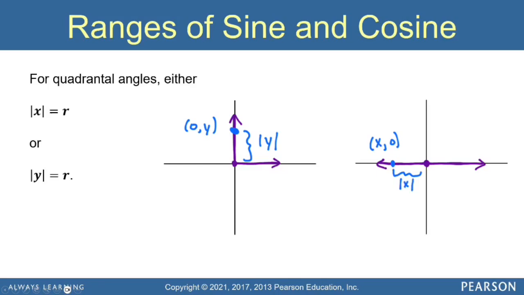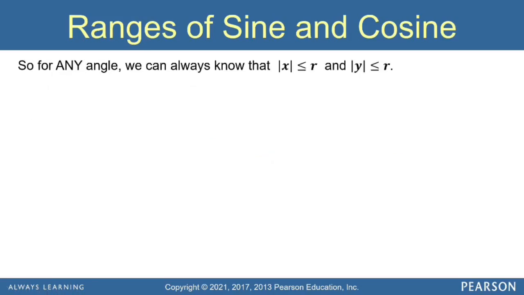So for quadrantal angles, we either know that the absolute value of x is equal to r, or the absolute value of y is equal to r. So we already saw in the previous slide that for all the other angles, absolute value of x and absolute value of y are both less than r. And now here for the quadrantal angles, we find out that one of them is equal to r. And so we can put all that together and know that for any type of angle we have, the absolute value of x will either be less than or equal to r, and the absolute value of y will either be less than or equal to r. In other words, r will always have to be the largest number.